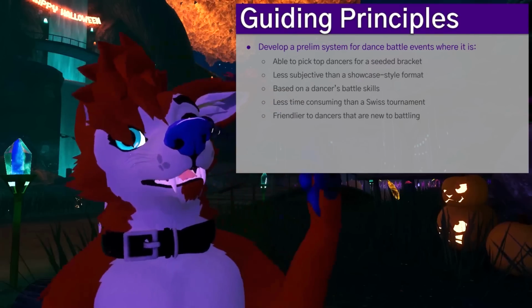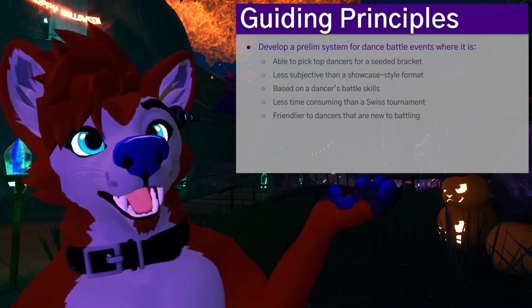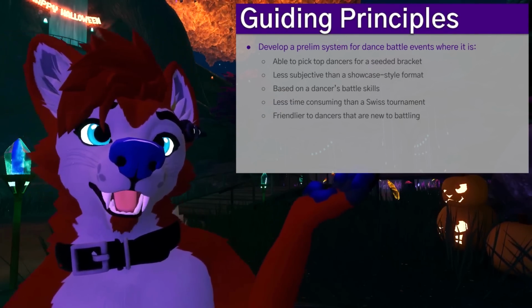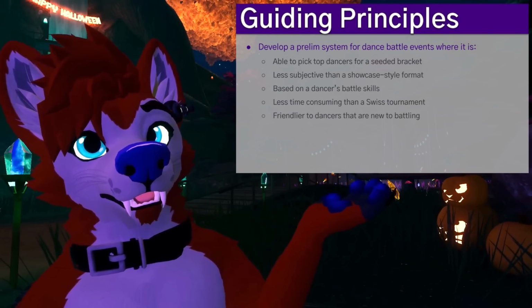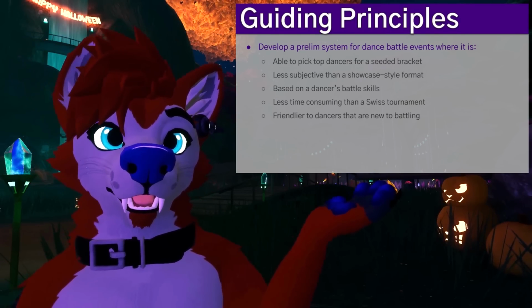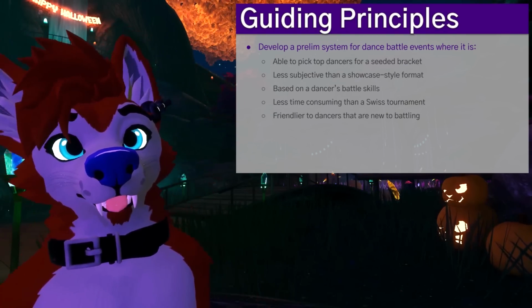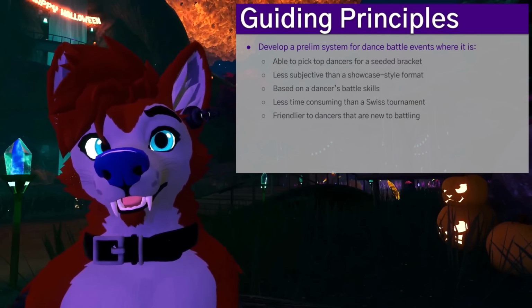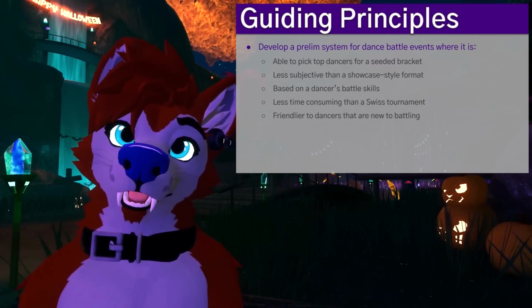been made. Some background info: I've been working on making a prelim system that is able to generate a ranked bracket using prelim results, is less subjective compared to showcase formats, is based on a dancer's battle skills, is less time consuming than a Swiss tournament, and is friendlier to dancers that are new to battling. The system I developed is based on the Massey method, a ranked system that takes into account which two dancers battled each other and what the judges' votes are.